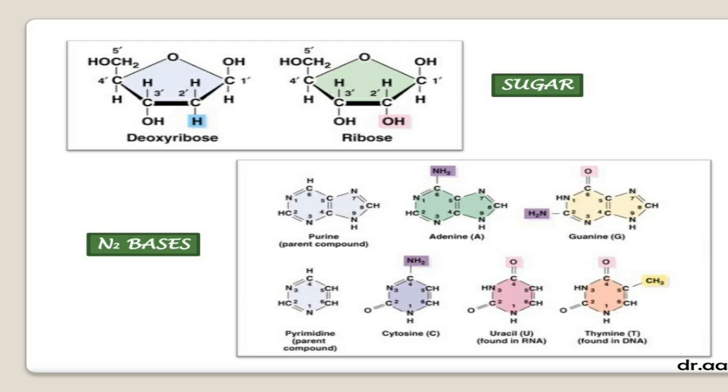Next molecule, that is nitrogenous base. There are 2 broad types of nitrogenous base, divided into purine and pyrimidine. Purines are of 2 types, adenine and guanine, and pyrimidines are of 3 types, cytosine, uracil and thymine. Uracil is present in RNA and absent in DNA, thymine is present in DNA but absent in RNA.